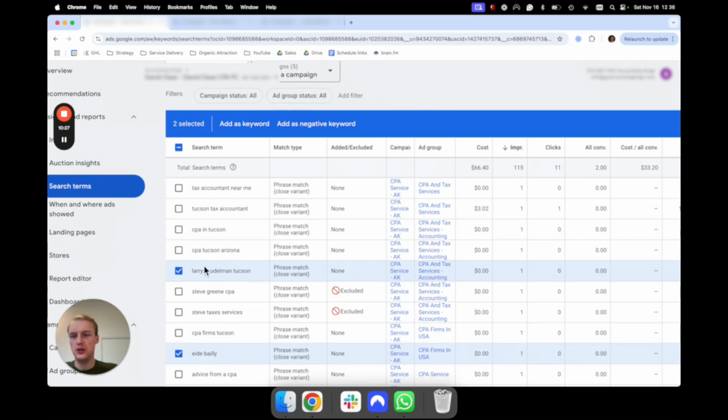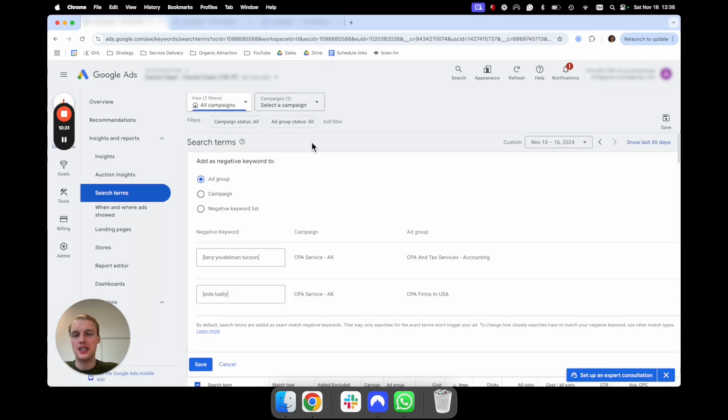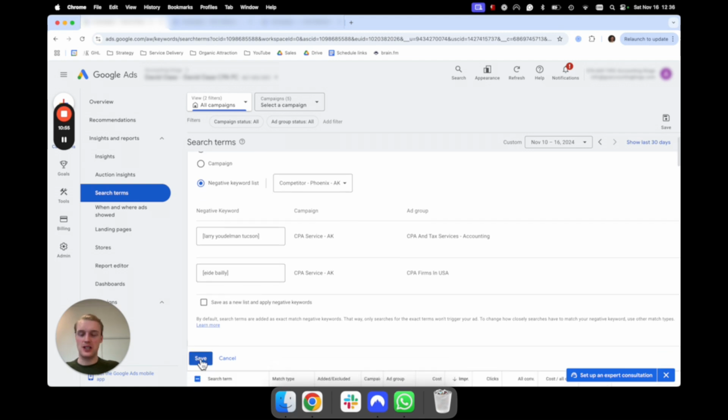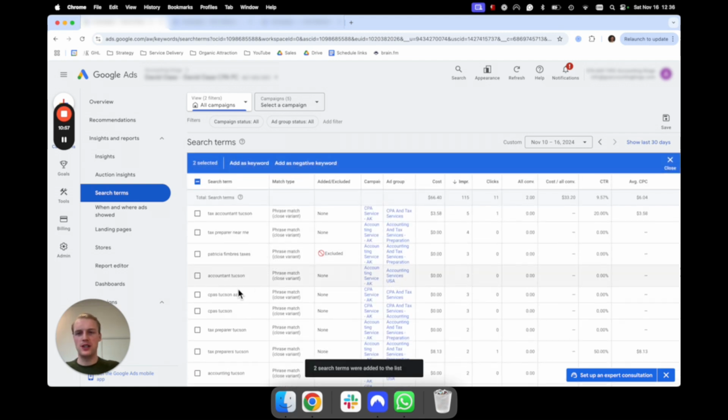So what you simply do is select them, click over here, and add them as negative keywords in the whole negative keyword list. And what we actually do with our clients, which is pretty cool, is we have a list of all the competitors in areas and also states, so that when we have a new client in the same state, we can put all the competitors in there. So we already have thousands of dollars worth of negative search terms, negative keywords in there, which saves our clients a lot of money. So you simply save it over there.